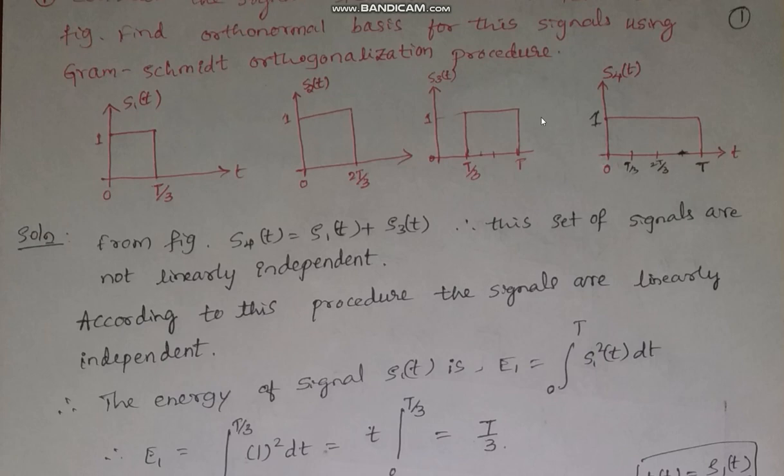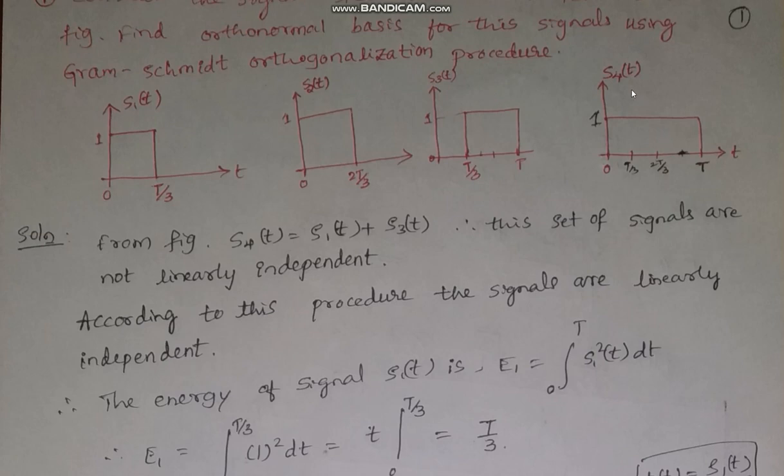From these given signals, what you can observe is S4 of t is linearly dependent on S1 of t and S3 of t, or you can say S4 of t is not an independent signal. It is dependent on the given set of signals. How is it possible? Say S1 of t is 0 to T by 3 and S3 of t is T by 3 to T. If we add S1 of t and S3 of t, we can get S4 of t.